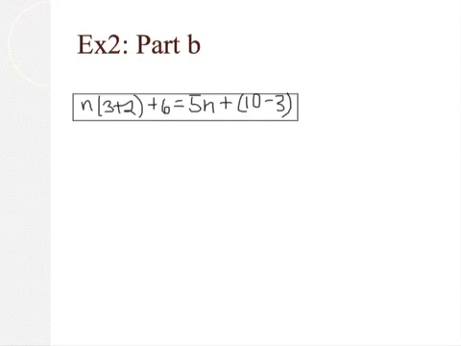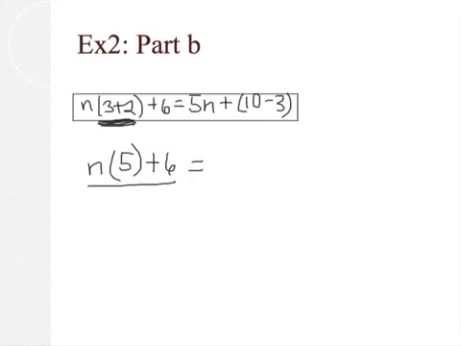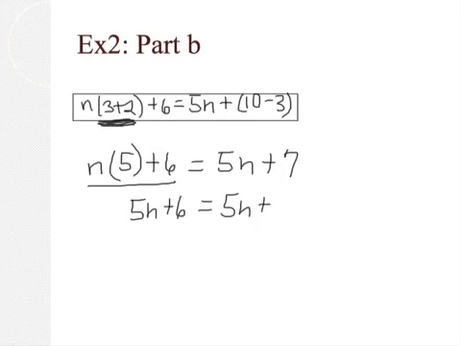Okay, so part B, we're going to do the same thing: simplify the left side and the right side as best we can, and then we're going to work on solving this. So n times the quantity of 3 plus 2. This looks like you want to go and use the distributive property, but it's unnecessary at this point because I can actually do what's in parentheses. So n times 5 plus 6 is what I now have on the left side. On the right side, I have 5n plus 10 minus 3, which is 7. I'm going to rewrite this: 5n plus 6 is equal to 5n plus 7.